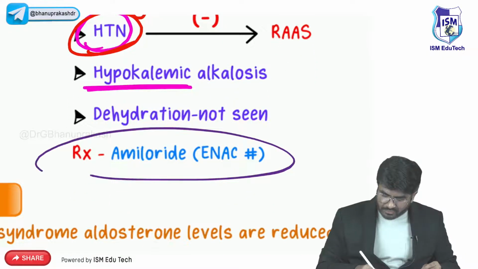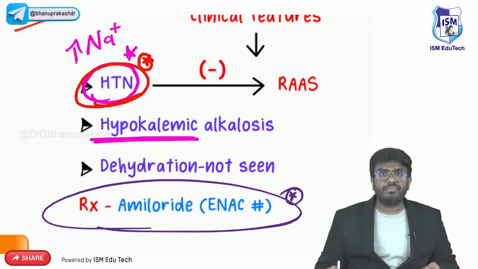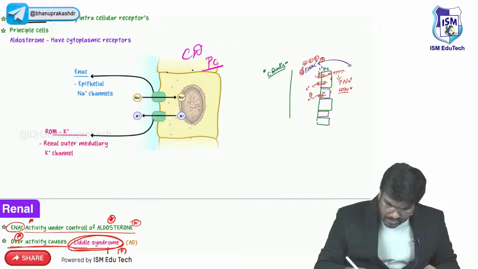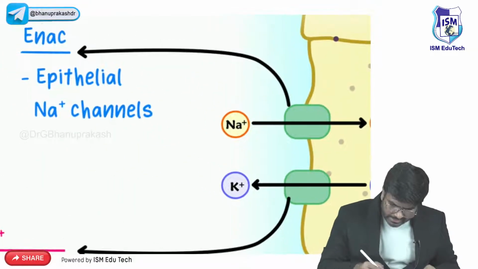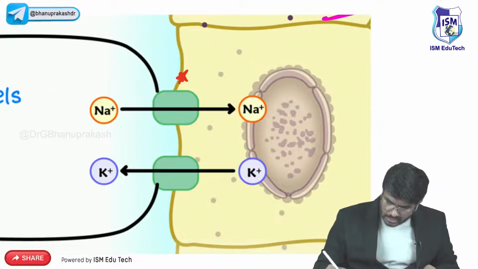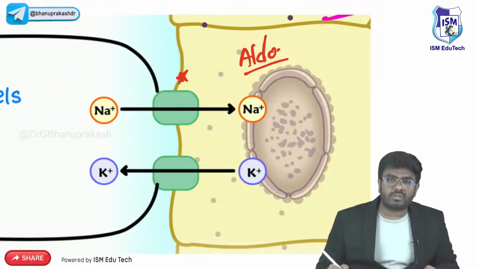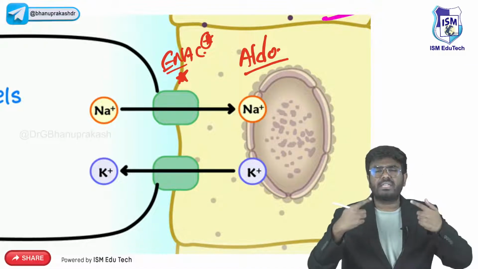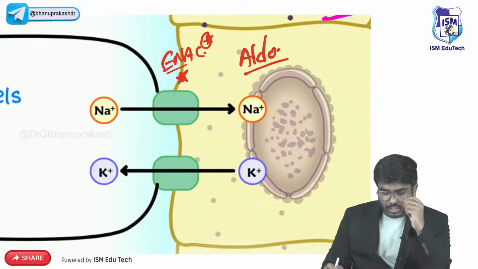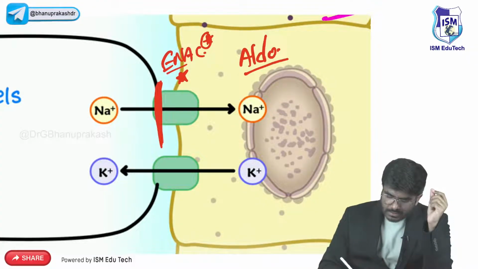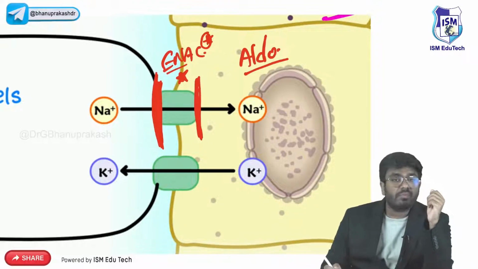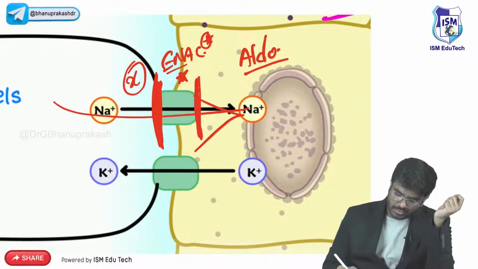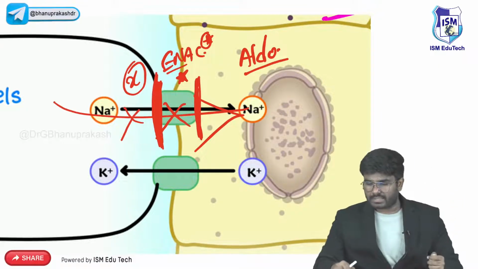Liddle syndrome is treated with the help of a drug called amiloride. What is this amiloride? Look here. Normally, what is this channel? This is the epithelial sodium channel, ENaC. It's under the control of which hormone? Aldosterone. Now if this epithelial sodium channel is working too much, it is going to cause Liddle syndrome. So now you can block this. In Liddle syndrome, you can block these channels with the help of a drug called amiloride. So amiloride is a drug which will block the epithelial sodium channels, so sodium reabsorption decreases. Simple, like that.